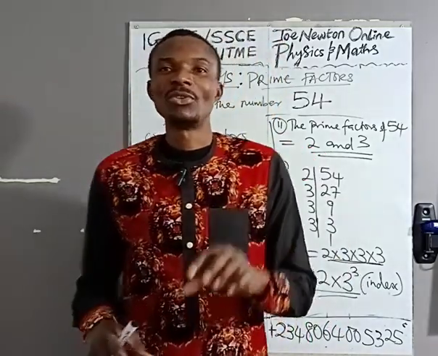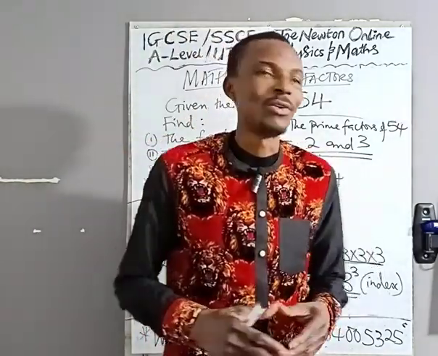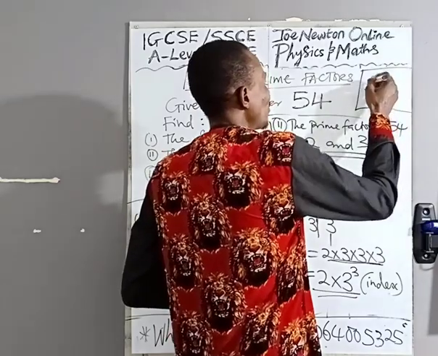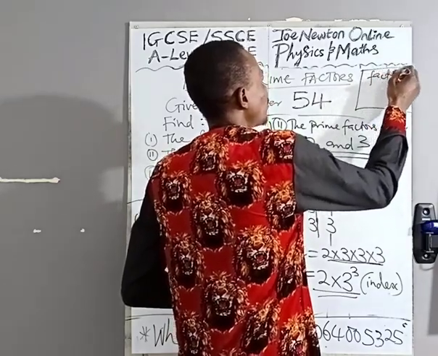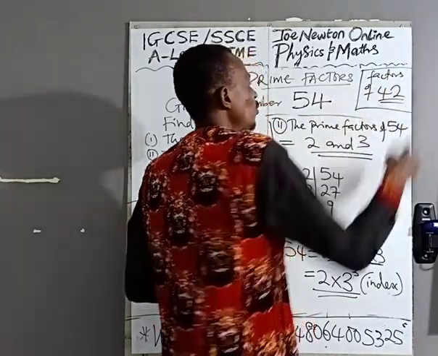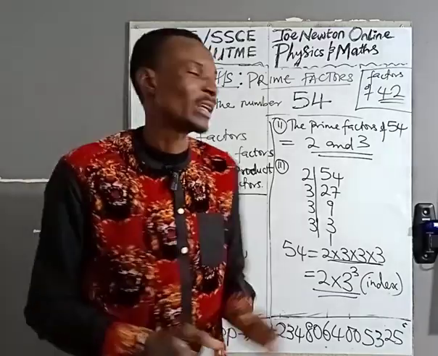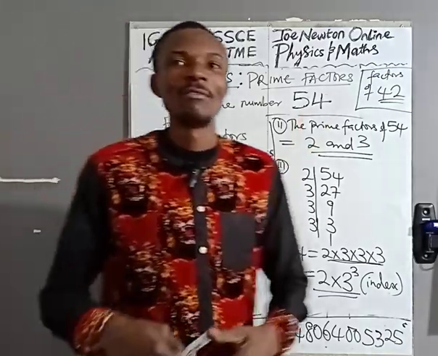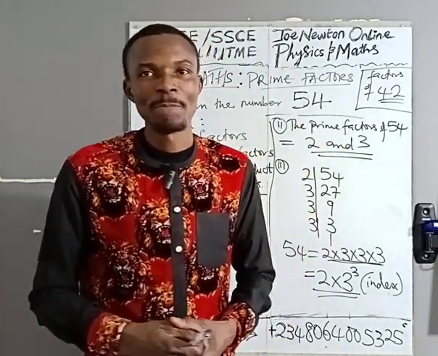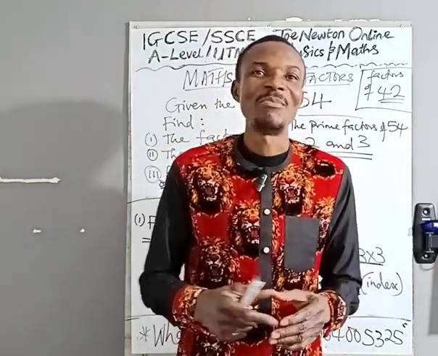Thank you for paying attention to this class. But before we conclude, I will give you a task. Do this and drop your answer in the comment section. Find factors of 42. So use 42 now to practice what I have just taught you. Find the factors, find the prime factors, and express this as the product of these prime factors. Good. Drop your answer in the comment section.